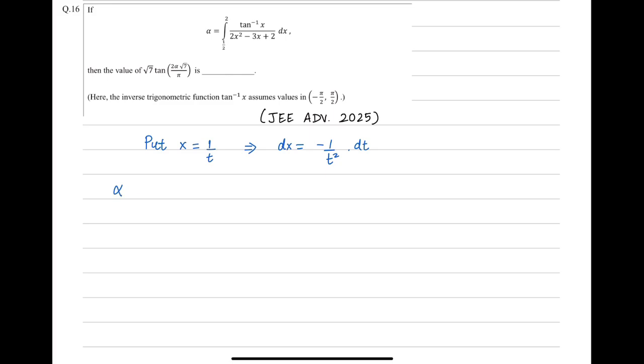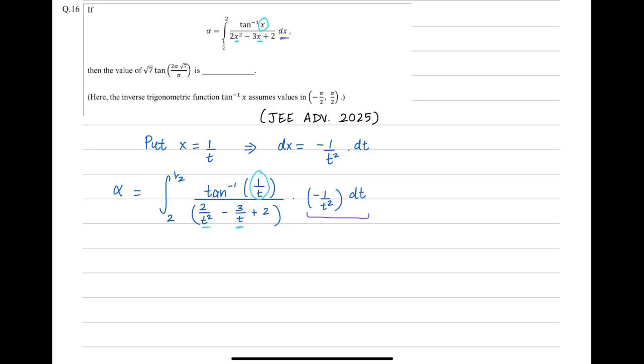So alpha will look like this after doing all these transformations: we have 2 to half, the lower limit and upper limit will interchange, tan inverse of 1 over t, because instead of x you have to write 1 over t, and then in the denominator we have 2 over t square minus 3 over t plus 2, right? Then you have minus 1 by t square dt in place of dx.